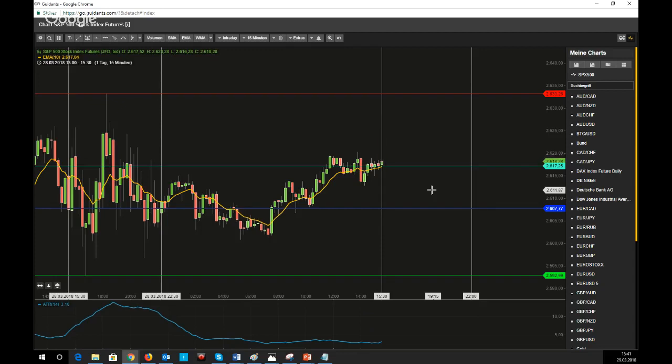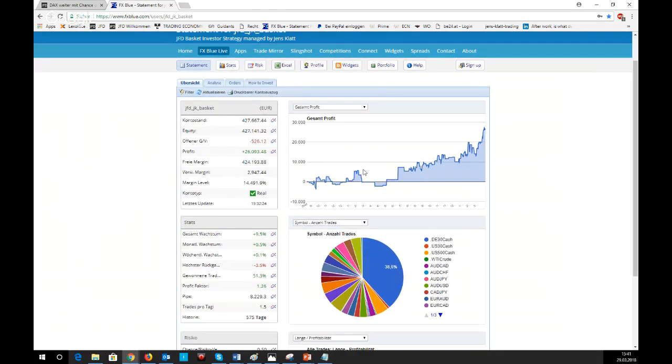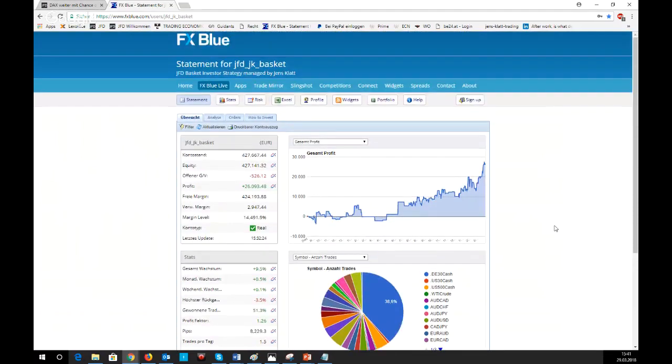If the question is whether I also trade other assets, yes, I can already give you an example here. Again, this is something you can see via FX Blue, let's call it the performance tracking software, which is giving a very good overview of the basket we're trading here. What you can see is all the different asset classes we're trading, respectively different assets. It's the DAX, the Dow Jones, the S&P 500.